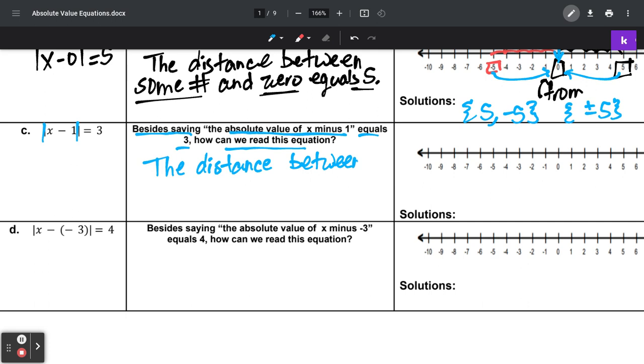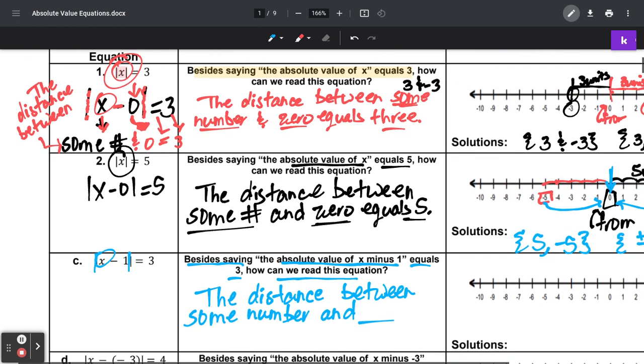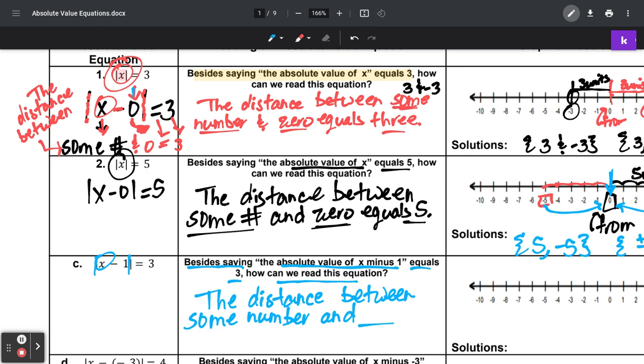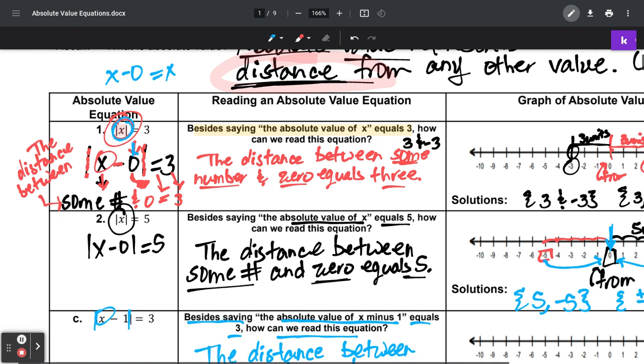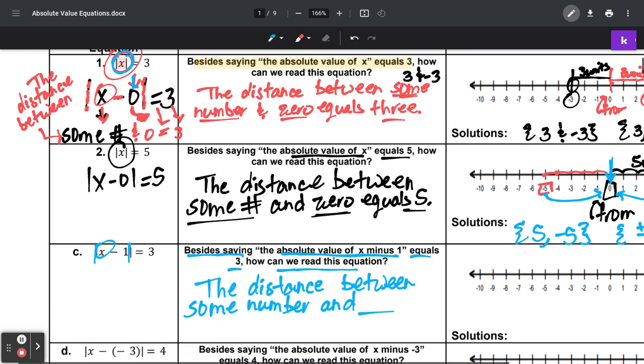Well, it's got to be between two values. And one of those values is x. So we say some number. The distance between some number and what other value? Okay. Let's think about that. Well, if you go back to A and B, it was the distance between x and 0 because there was nothing there. So I told you x minus 0 is just x. But it helps us to see the distance between x and 0. Okay? The distance between x or some number and 0.